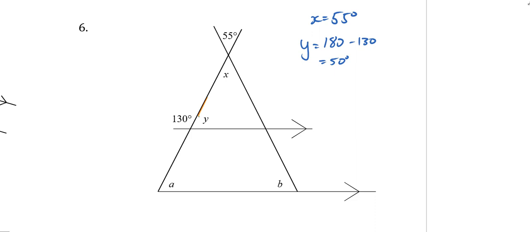How about this? What did I draw there? An F, so that tells me what? A is 50. It's the same as Y. Now what can I do to find B? All I have is B left. No, because that's a really good question. Those are not parallel, are they? So we can't do that.